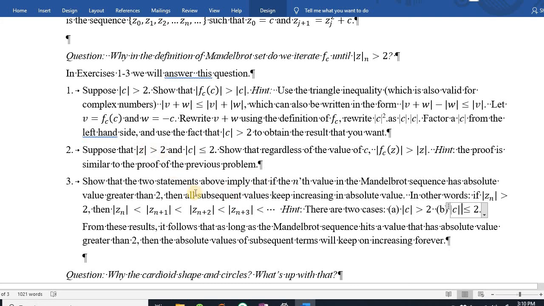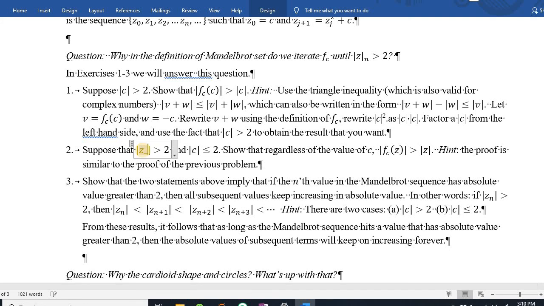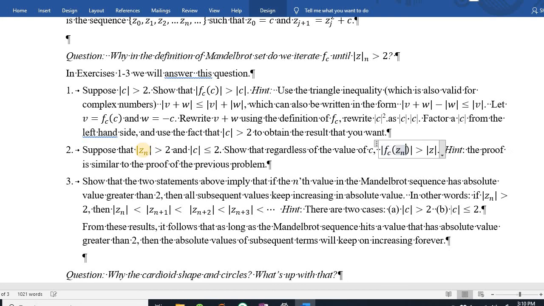Okay, and in order to make this relation a little bit clearer, I'm going to put this like this so you can see that when I'm applying 2, I will be applying it to the nth iterate of the Mandelbrot sequence. Right. So see if you can put 1 and 2 together to get 3. All right. So that shows why we iterate the function until the absolute value of z is greater than 2.